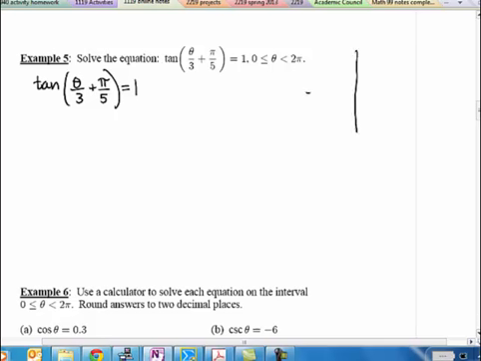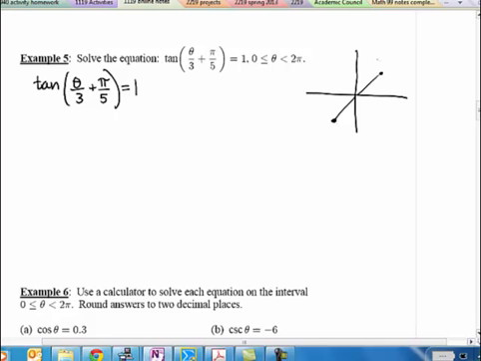So I'm going to think through where the tangent is going to be 1. And the tangent is 1 for angles either in quadrant 1 or quadrant 3. And these are located pi apart from each other. So as long as I have the one in quadrant 1, I can just add multiples of pi to that, since the period for the tangent function is pi.